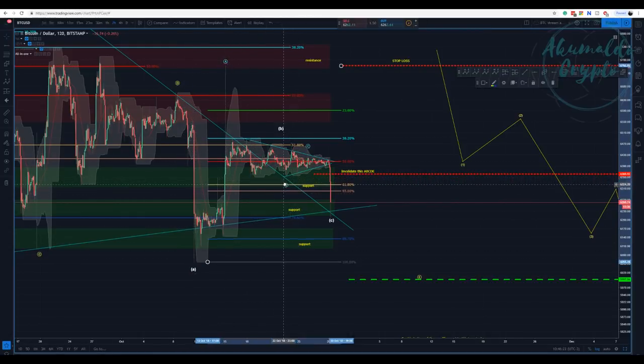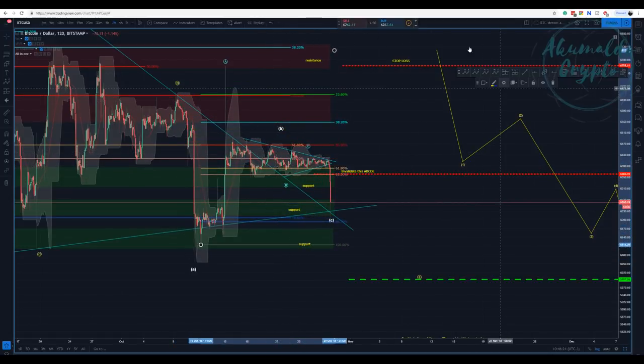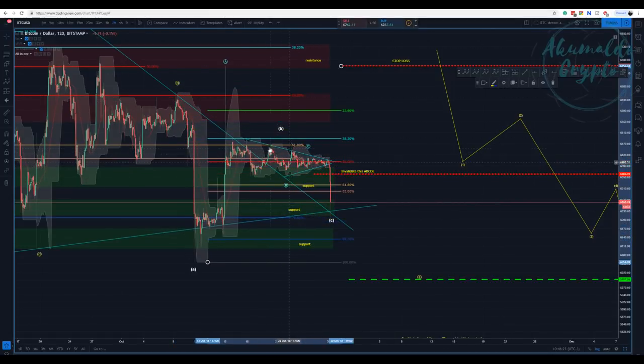here, then we would have this structure here, this triangle is characteristic of a B. And we have here the 50%. Bitcoin has been hovering around this 50%, where I drew the Fib retracement from this bottom line here to the top. We have been around 50%, so it's not a coincidence. Okay, so this I would call a B.